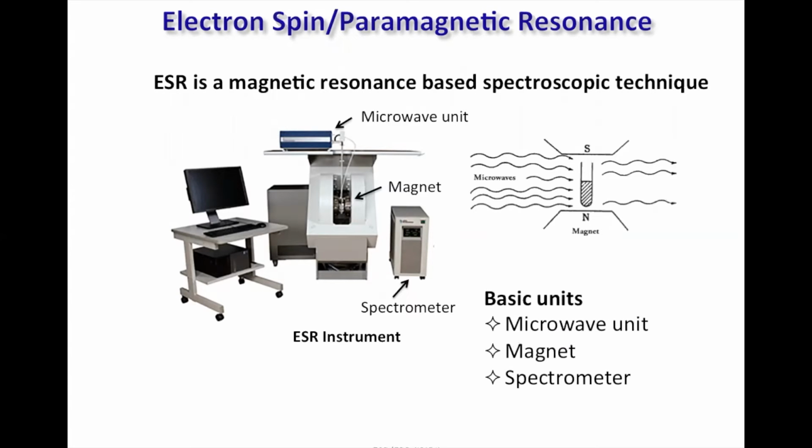A typical ESR instrument is composed of three basic units: a microwave unit, a magnet, and a spectrometer. In the microwave unit, microwaves are generated and passed through the sample containing unpaired electrons. In the magnetic part, a strong magnetic field, say of several thousand Gauss, is applied, and the spin energy levels of the electrons get separated from each other. In the spectrometer part, the microwave photons absorbed by the unpaired electrons are amplified and finally recorded in this unit.